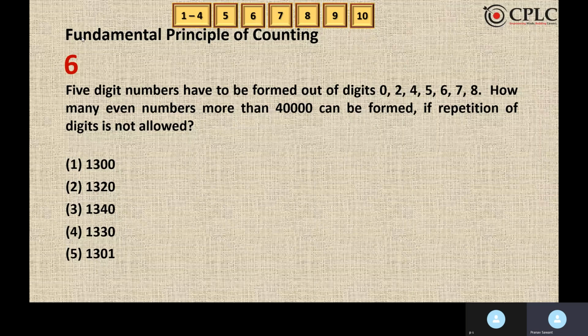In the previous question, nothing was mentioned about the repetition. Hence, we assumed that the digits can be repeated. In the sixth question, they specifically said that the repetition is not allowed. Now, the even numbers more than 40,000 that can be formed, this is what we have to find.